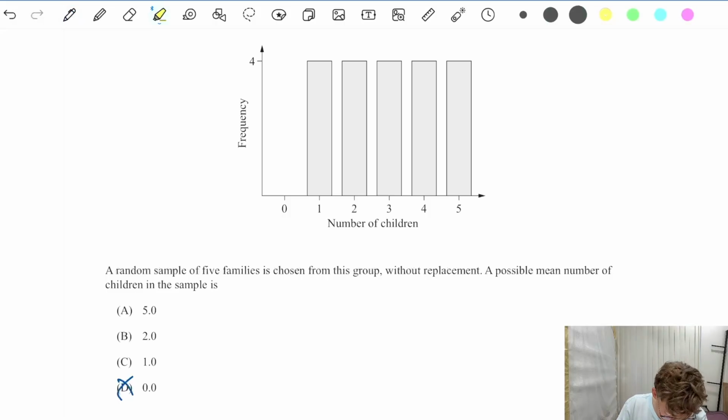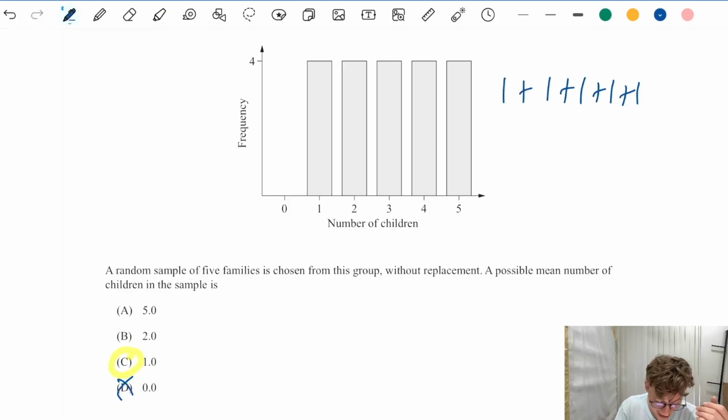Even when I think of that same logic here, if I consider getting a mean of 1, that means I would have to have 1 plus 1 plus 1 plus 1 plus 1. In other words, I've got 1, 2, 3, 4, 5 families that have to have one child. I have to select basically all of them, right? So I have to pick 5 groups of 1. I literally can't pick 5 groups of 1 because the maximum number is 4. I've got 4 groups of 1. So part C is literally impossible. I cannot get a mean of 1.